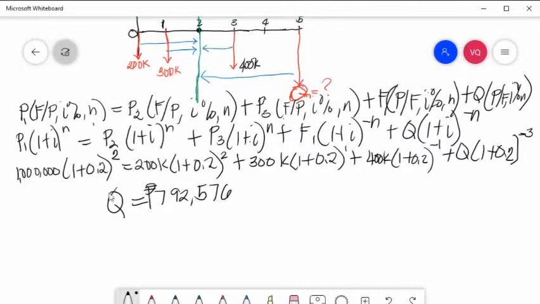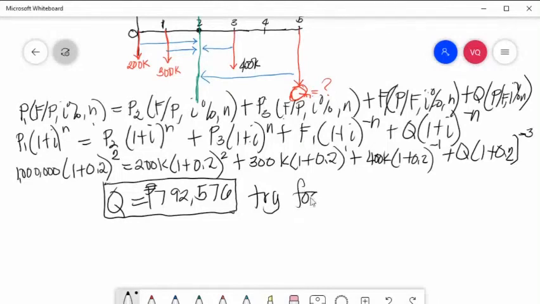So the same in our focal date 0. So try focal dates 3 and 5 or 3, 4, 5. You must get the same value.